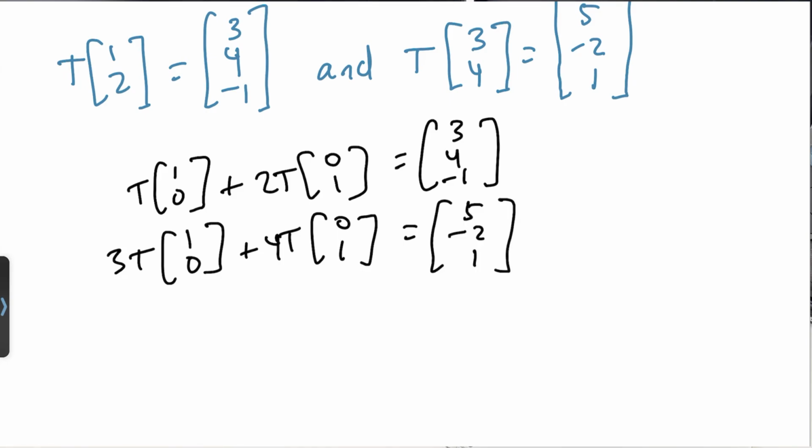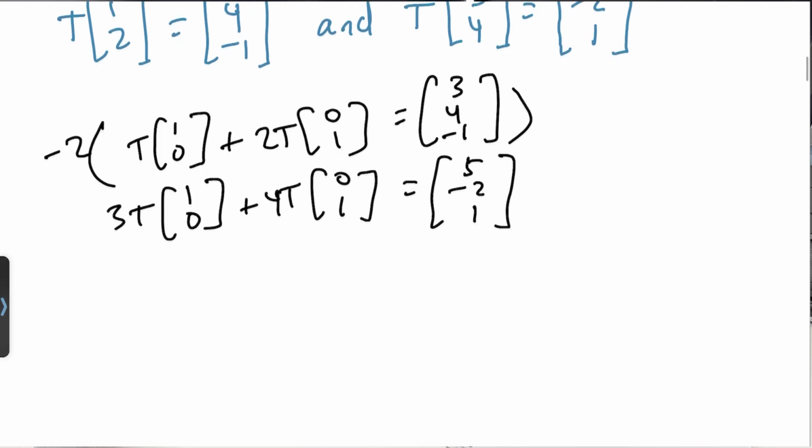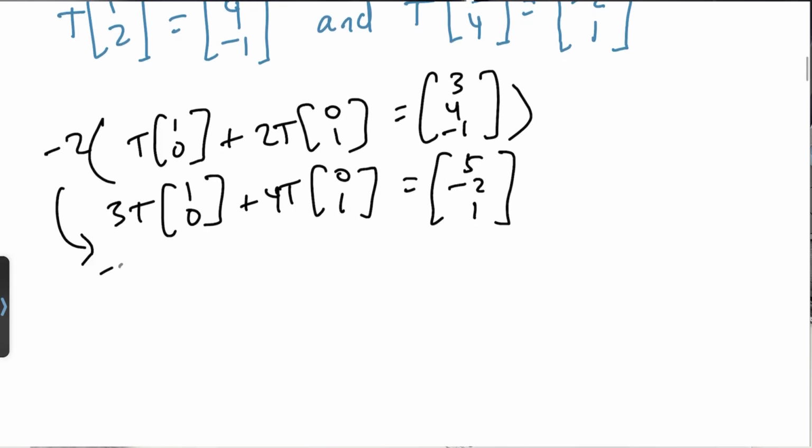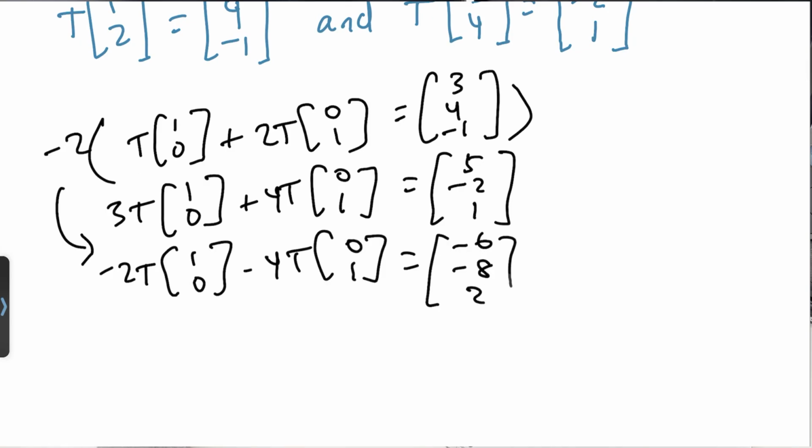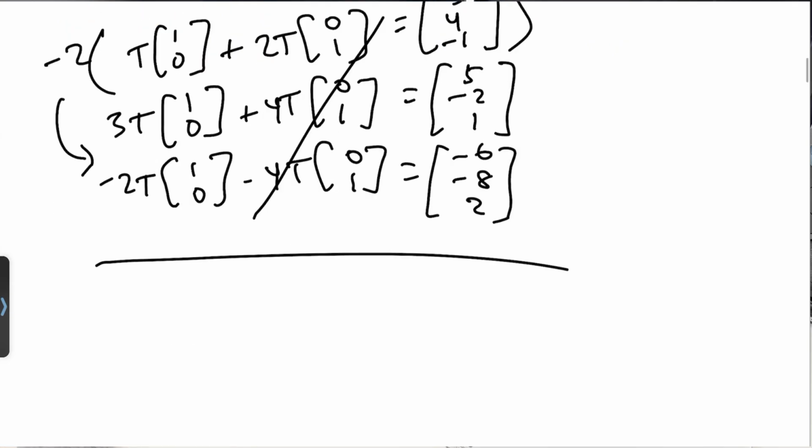So what do we do with this? We can multiply this entire thing by -2. And so just putting it down here, we'll get -2t minus 4t equals all of this times -2. And you'll notice now we have a 4t minus 4t, cross that out, and we'll get T(1,0) equals (-10, 3).